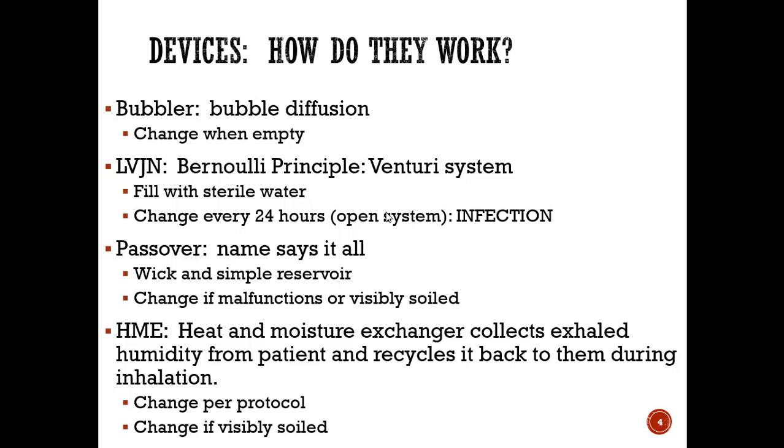There's 2 passover heaters that we're going to learn about. This is your active heated humidity. You guys can look at the grid for more detail, but the name says it all. Essentially it's designed to take the flow from the device, pass it over water in either a wick or a simple reservoir, and you guys will see the difference in lab. It's kind of hard to explain before you guys have hands-on. And then essentially that air is going to pick up the humidity from those 2 devices, and then it's going to go from the heater to your patient. Those we change if they malfunction, which does happen, or if they're visibly soiled.